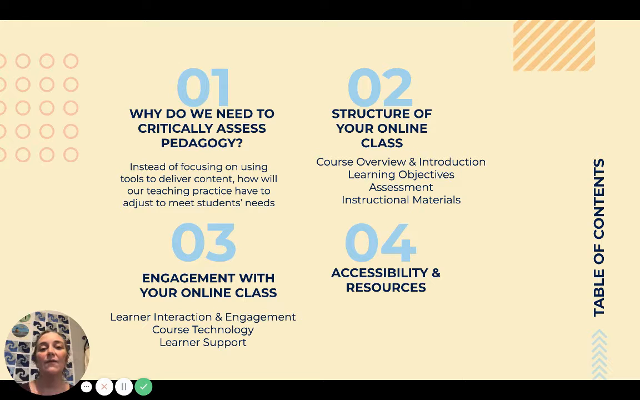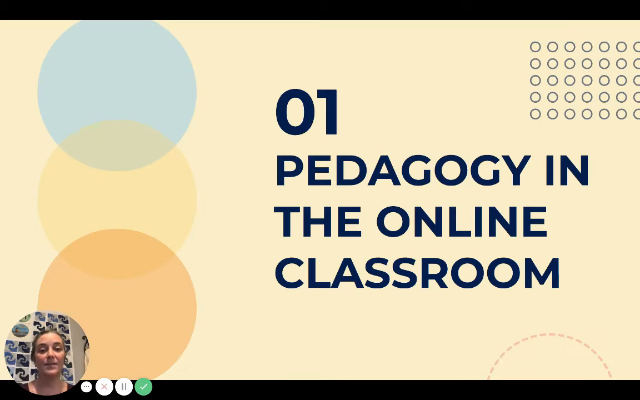The video is going to have 4 parts. The first one is why we need to critically assess pedagogy, really looking at how we teach and how this method of teaching is going to be different from our normal way. Number 2, the structure of your online class, how it should look and how students should interact with it. Number 3, engagement with your online class, really thinking about how we want our students to be active learners. And lastly, accessibility and resources. I've got some resources for you at the end.